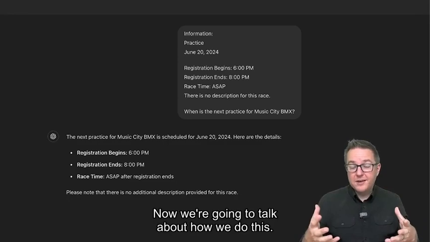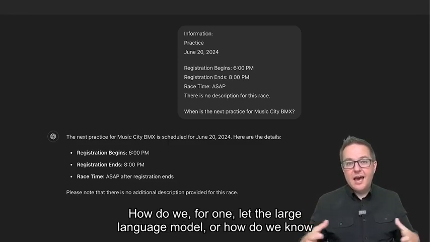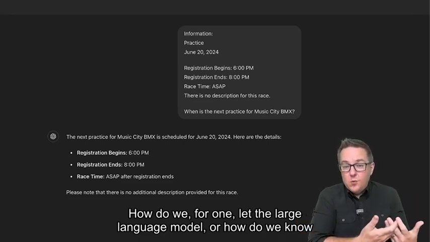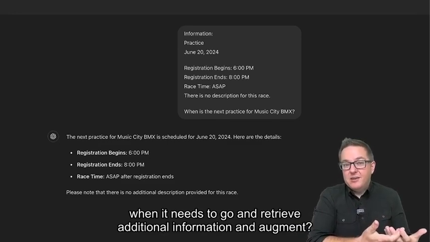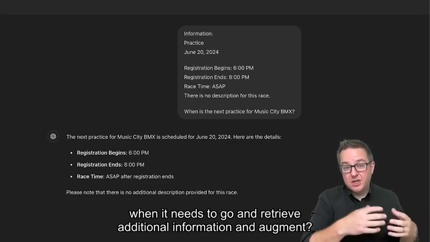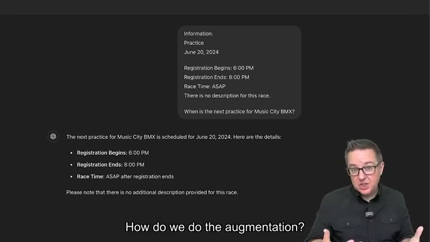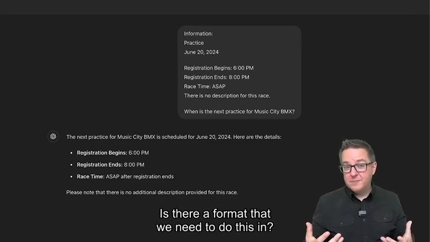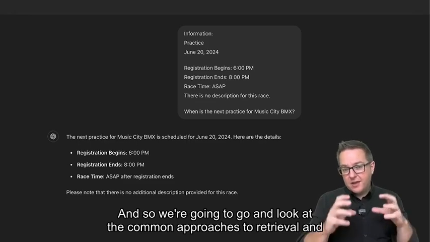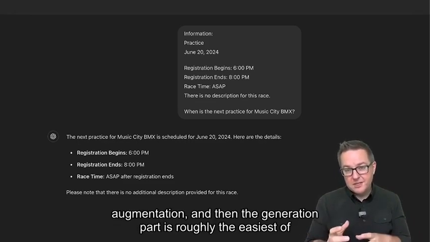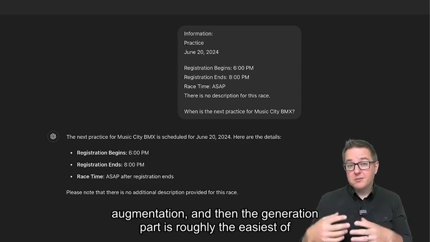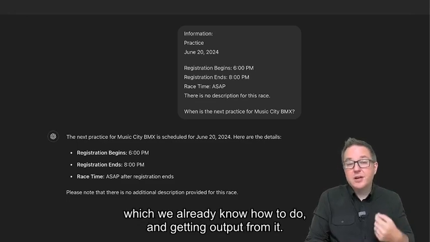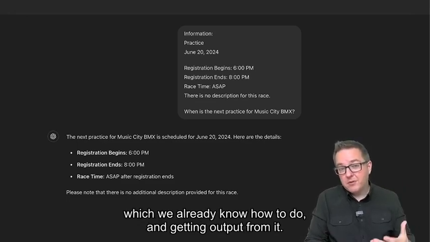Now we're going to talk about how we do this. How do we know when the large language model needs to go and retrieve additional information and augment? How do we do the augmentation? Does it matter? Is there a format that we need to do this in? And so we're going to look at the common approaches to retrieval and augmentation, and then the generation part is roughly the easiest of the pieces because it's just inserting the prompt, which we already know how to do, and getting output from it.